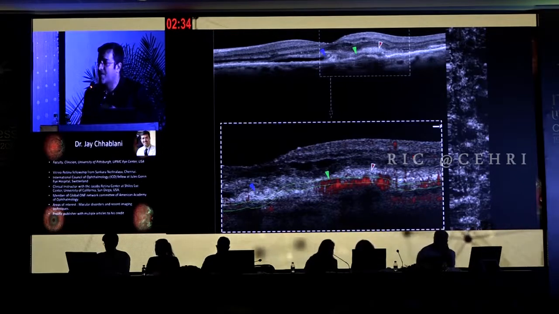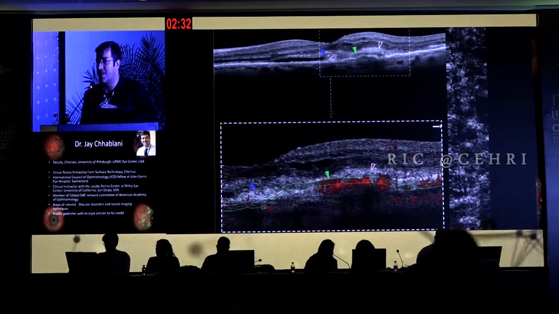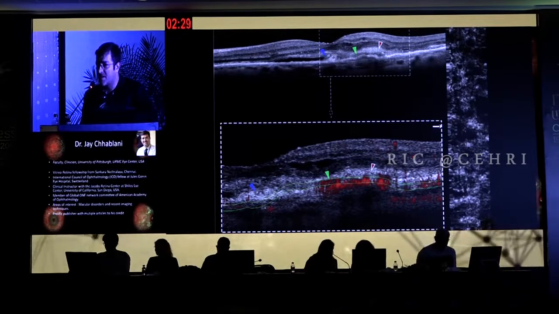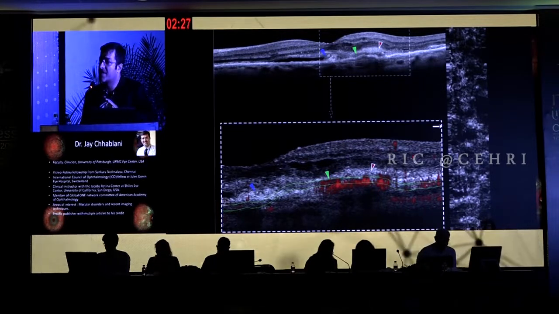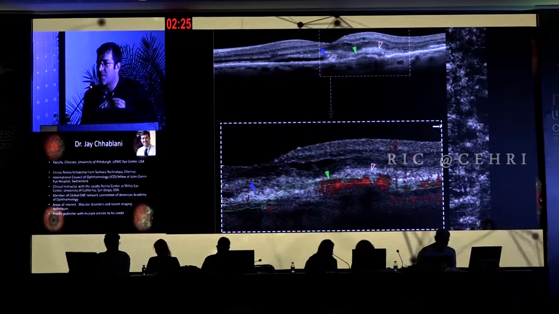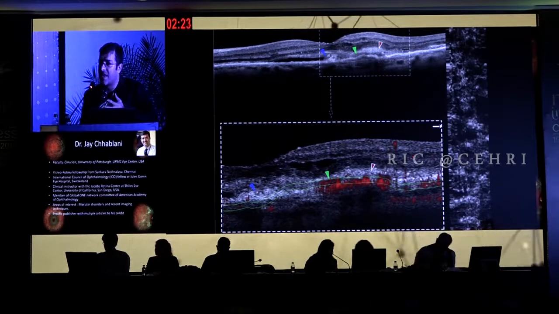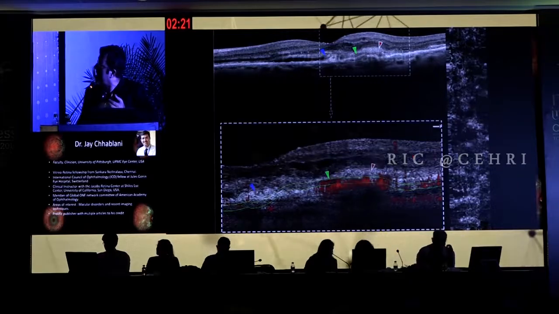So I think it is very important to start looking at the cross-sectional vascular signals, which can give us some clue how much vascular component is still there in the SHRM, and can we do something about it. However, this is a very interesting image from the same paper which talks about the projection artifact.